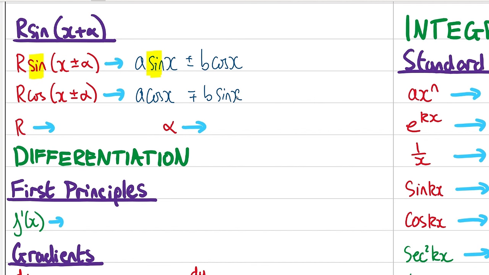And then B coefficient will be sine x. And as long as the A represents the same trig function coefficient as the one you're transforming into, you can just follow this formula. R is the square root of a squared plus b squared, and alpha is tan to the minus 1 of b over a. Done. Don't need to worry about the signs at all. Just make sure that you have the a coefficient representing the trig function which you're transforming into.